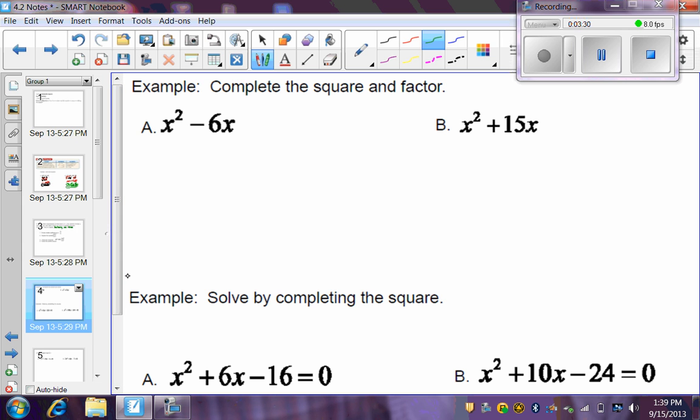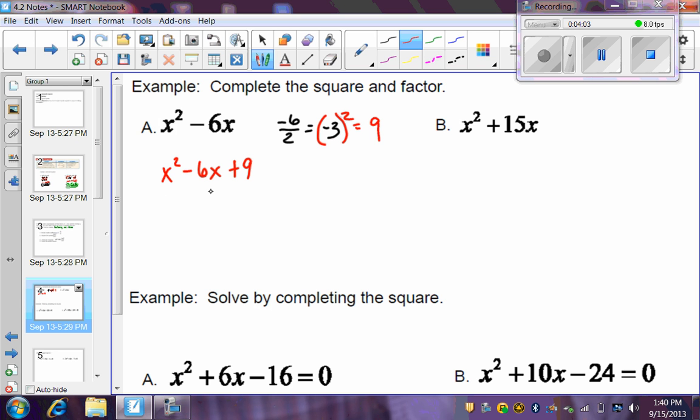So the example says complete the square and factor. According to our steps, it says take your b term, and in this case it is negative 6, divide that by 2. That gives us negative 3. Second step says to take that answer and square it. So negative 3 squared is 9. Then it says to take that number and add it to the end of the expression.